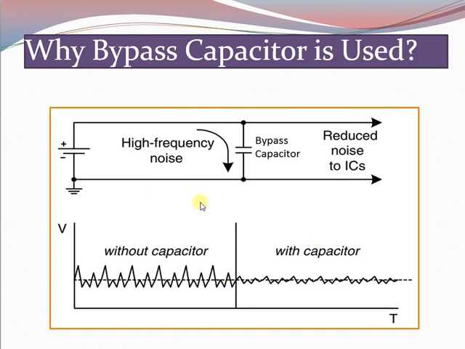So here you can see why a bypass capacitor is being used. The high frequency noise is eliminated because of the presence of the bypass capacitor, and at the output side you get a reduced noise to the integrated circuits. The waveform of voltage versus time shows the difference between the output obtained without the capacitor and with the capacitor. Clearly it is visible that with the capacitor the noise has been reduced.